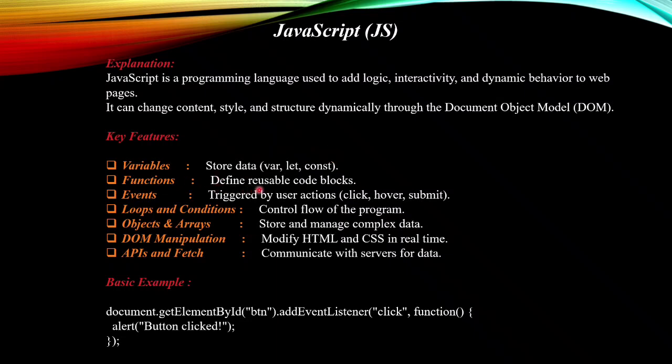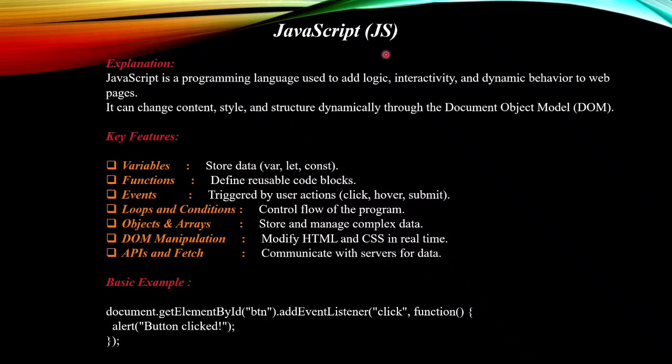Functions define reusable code blocks we can use wherever we want. We can call them wherever we want using the simple function name that we have given. Events are triggered by user actions: click, hover, submit. These are the events which give interactiveness to the web pages. Loops and conditions are used to control the flow of programs. Objects and arrays store and manage complex data.